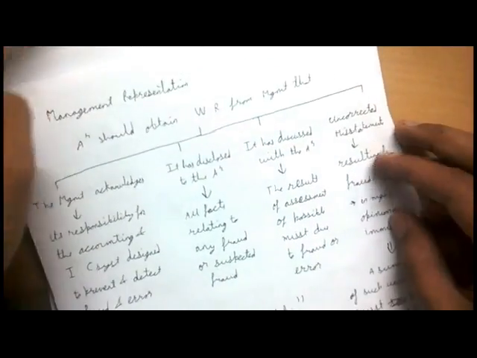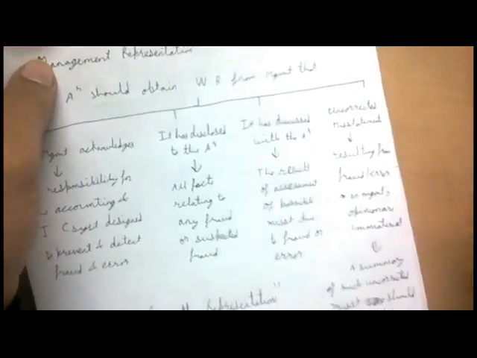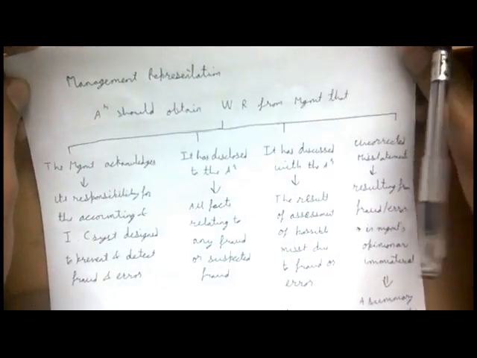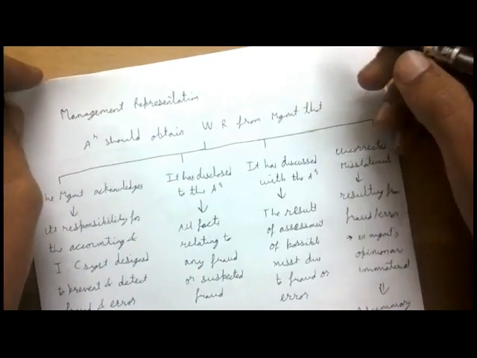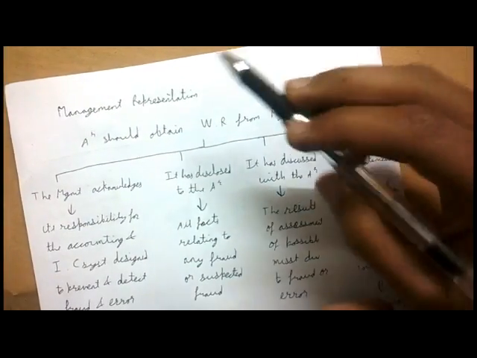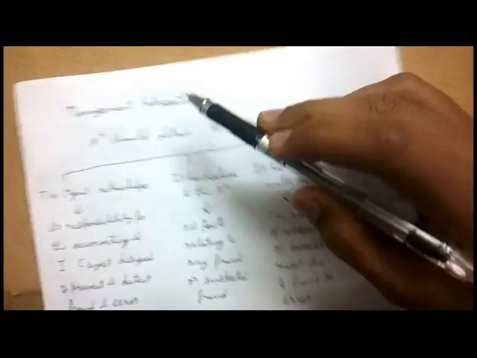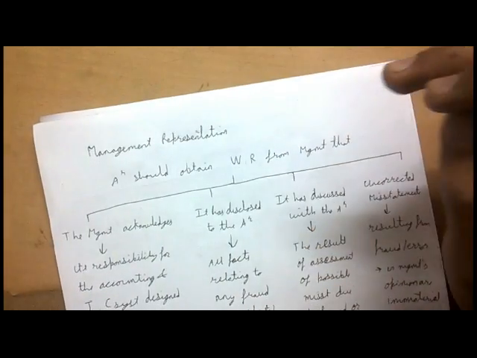So now we are moving on to the management representation. As I've already told you, this will be covered in detail in SA 580. But still, regarding what the auditor has to obtain as management representation, I've already told you that management representation and written representation are one and the same thing. MR and WR is one and the same thing.